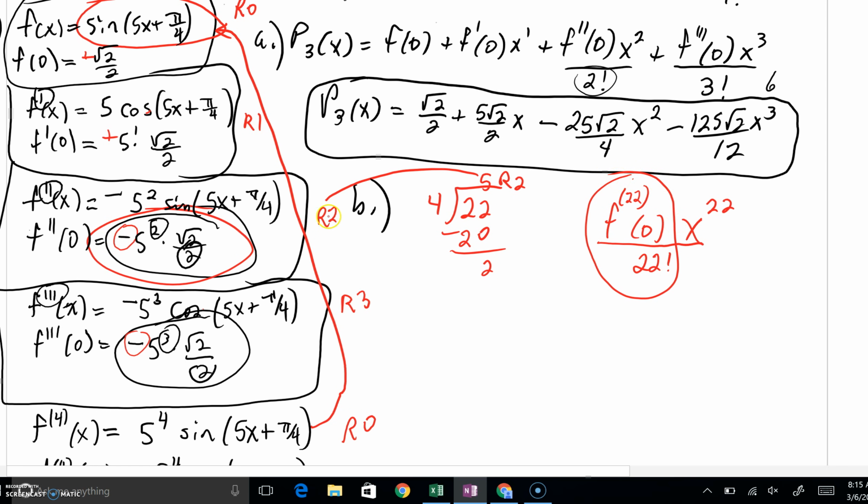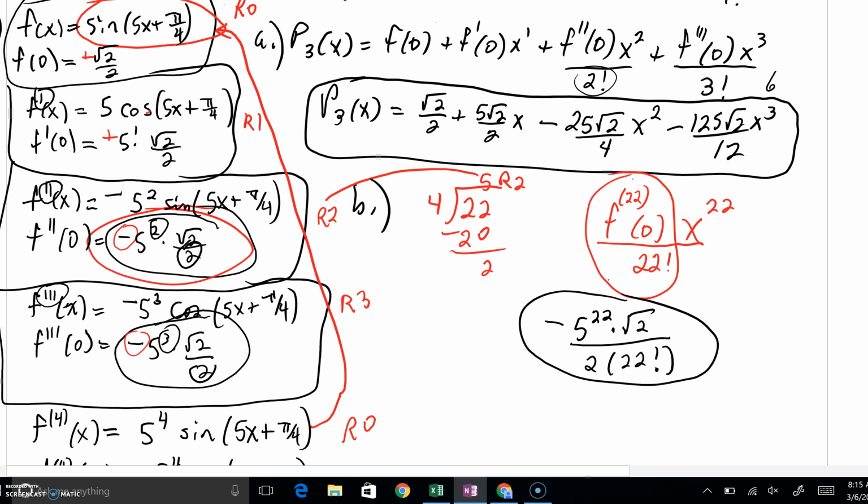We already know by this remainder of 2 that we should get something negative. So I know we'll have negative 5 to the 22nd. We'll have a root 2 over 2, of course. But what else? Down below, we're going to have a 22 factorial. And that is the coefficient, what is out in front of x to the 22nd.